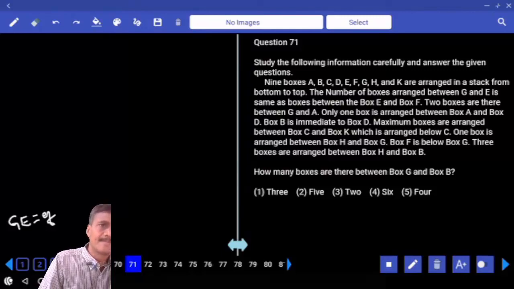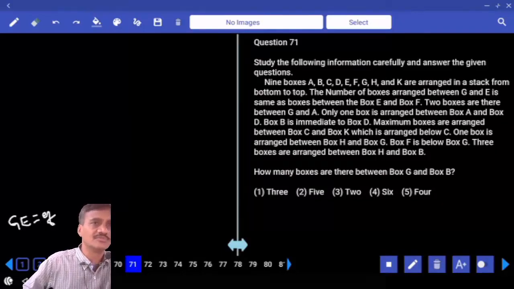3 boxes between is also possible. GEF with 0 in between, 1 box, 2 boxes, 3 boxes. So many possibilities we have? 4 possibilities.